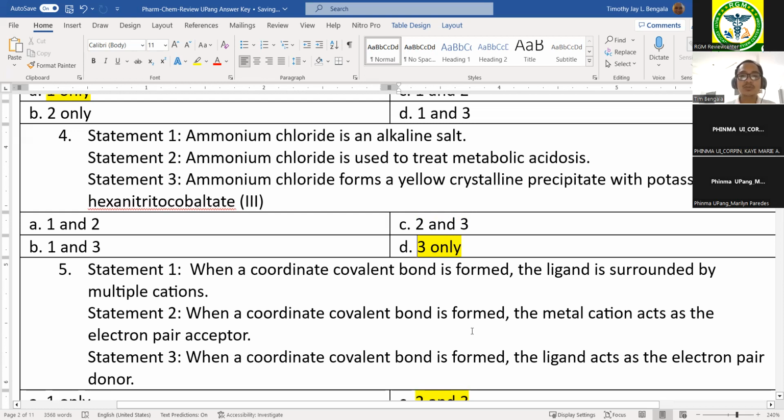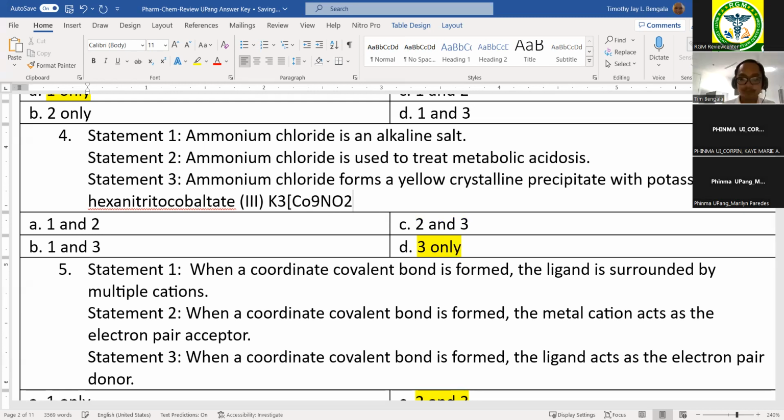So potassium hexanitritocobaltate. If you still recall, ang reaction nito is yung K3, potassium, yung reactant is potassium nitritocobaltate. Ayan, so ito yun. Papalitan mo lang yung potassium with ammonium. And what you will have is a yellow precipitate. Okay? So ito yung nandun sa ating discussion for the test. So statement number 3. So number 4, letter D ang sagot.